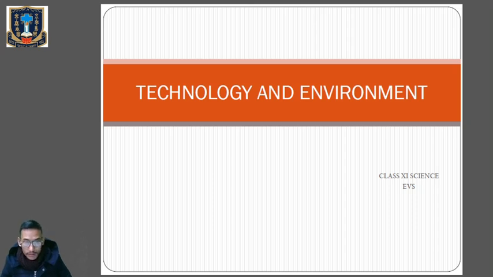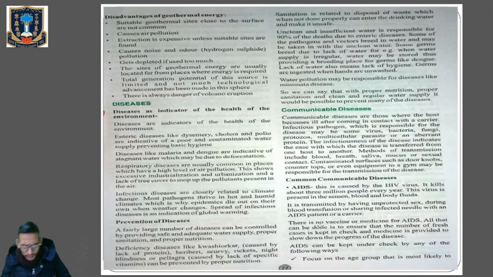We are going to learn about diseases, the different types of diseases, and we are going to learn about the technology here, that is biotechnology. So let's begin with the topic diseases. Mainly diseases are the indicator of the health of the environment.